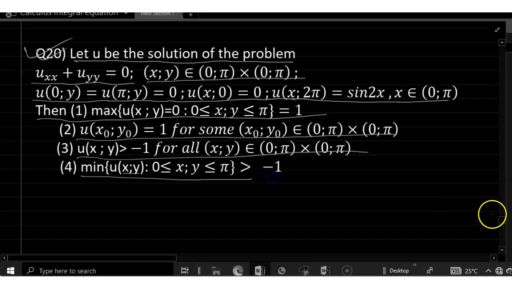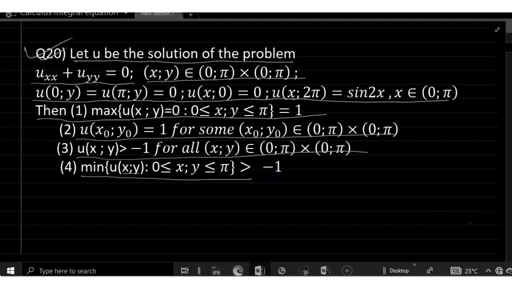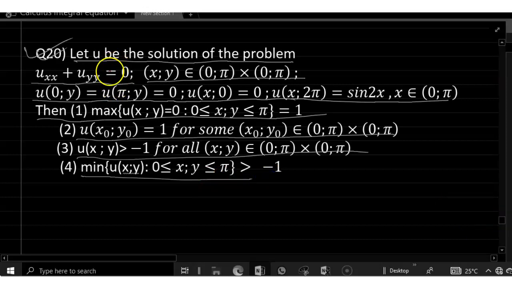Now let's start. So here the first option is correct. This option is true and the other options are wrong. Now I will discuss the problem. How can I get the answer?